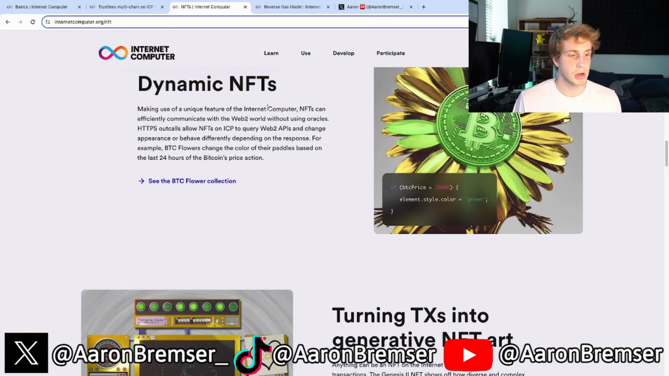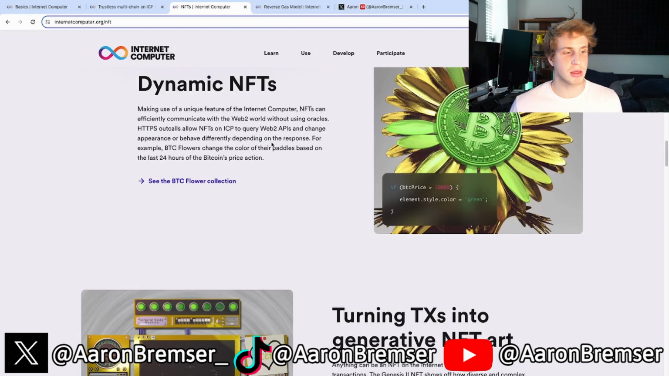Now take a look at this, dynamic NFTs. Making use of a unique feature on the Internet Computer, NFTs can efficiently communicate with the Web 2 world without using oracles. HTTPS outcalls allow NFTs on ICP to query Web 2 APIs and change appearance or behave differently depending on the response. For example, BTC Flowers change the color of their petals based on the last 24 hours of Bitcoin price action. So I think this is really cool, and this is where things can get very interesting with an NFT collection, where you could have an NFT evolve.